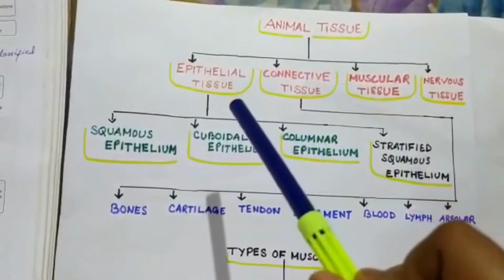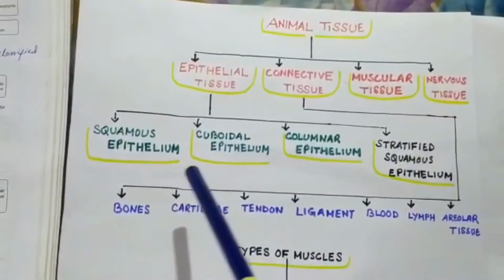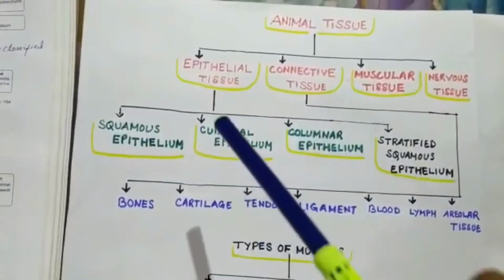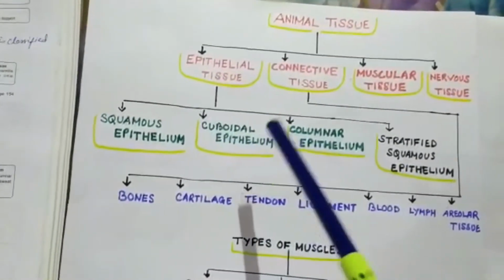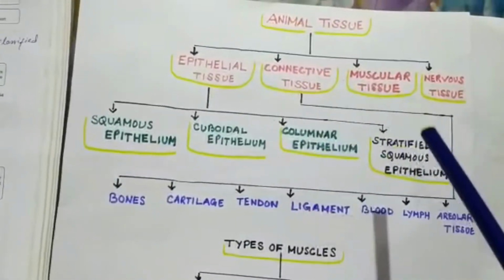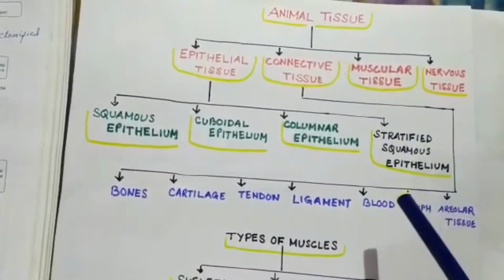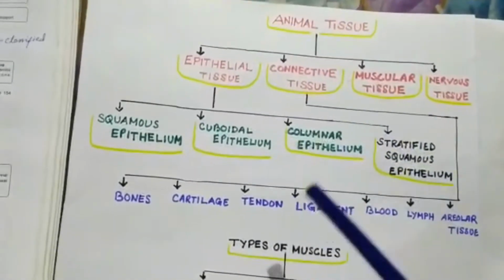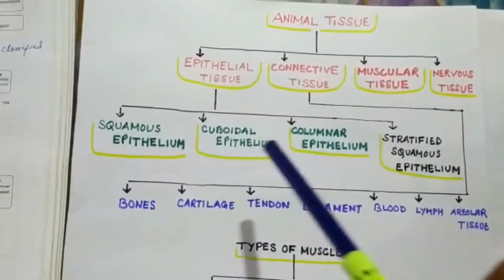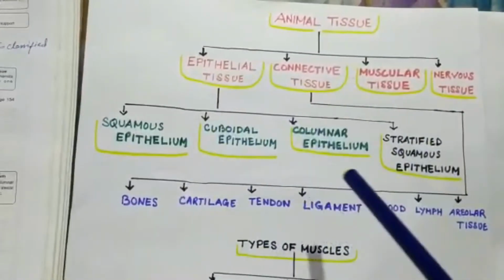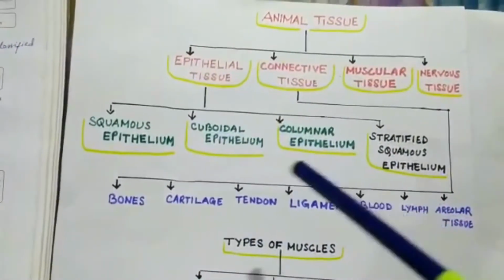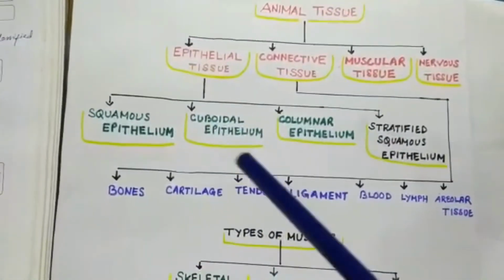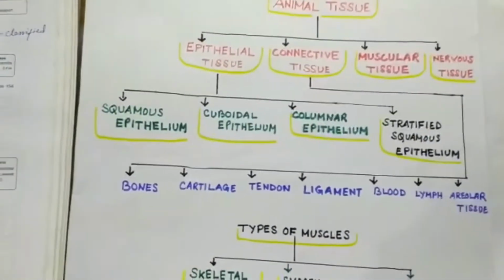The epithelial tissue is of four main types. Those are the squamous epithelium, cuboidal epithelium, columnar epithelium and stratified squamous epithelium. Students, these four types of epithelial tissue come under the main epithelial tissue. These four types will be explained in this video.